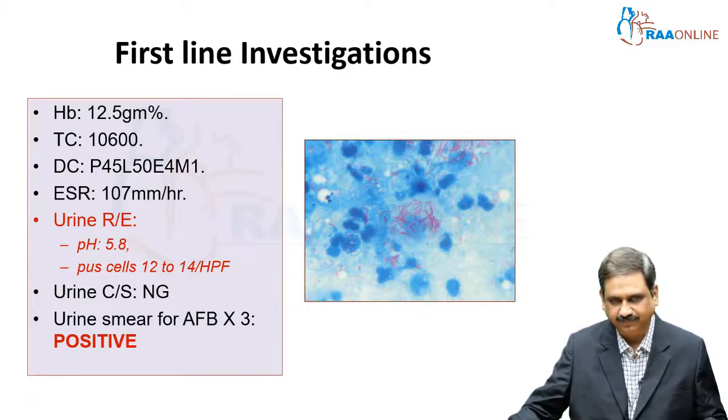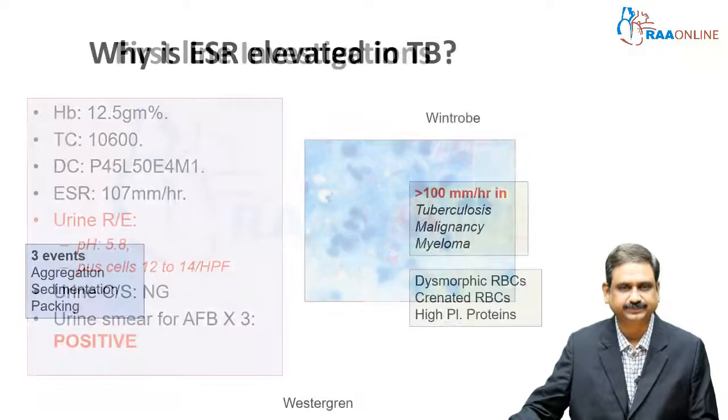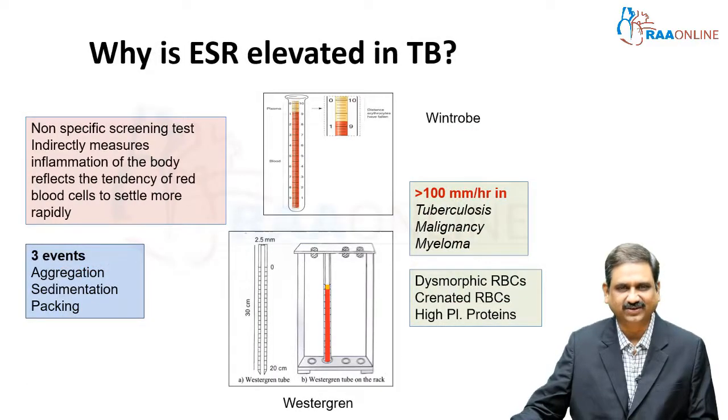So what are all the catchy positive findings that we have in this? ESR more than 100, number 1. Number 2, we have acidic urine with pus cells, that is pyuria, with no organism grown in culture, that is sterile acidic pyuria. So high ESR, sterile acid pyuria, and urine smear positive for tuberculosis, that is AFB positivity. All these point towards genitourinary tuberculosis. I was emphasizing this high ESR, an ESR of more than 100.